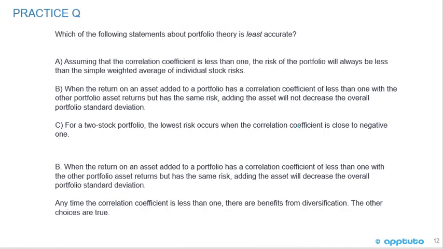So the correct answer is B, because we're looking for the statement that is least accurate. When the return on an asset added to a portfolio has a correlation coefficient of less than 1 with the other portfolio asset returns, but has the same risk, we see the correlation coefficient is less than 1. It doesn't matter that it has the same risk. It says it will not decrease the overall portfolio standard deviation. But as we've seen from the previous examples, any correlation less than 1 will decrease the risk of the overall portfolio standard deviation. Okay, and that's the last slide for this LOS. Thank you.